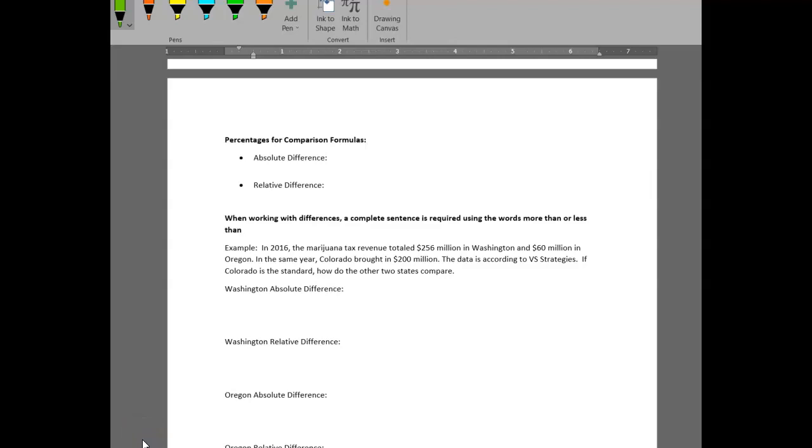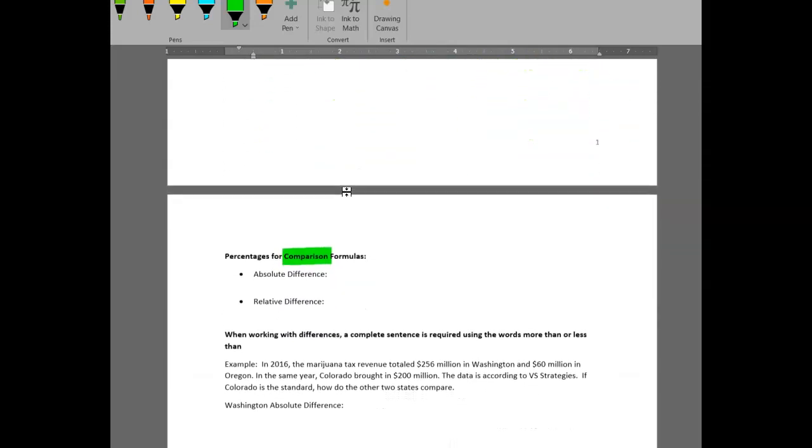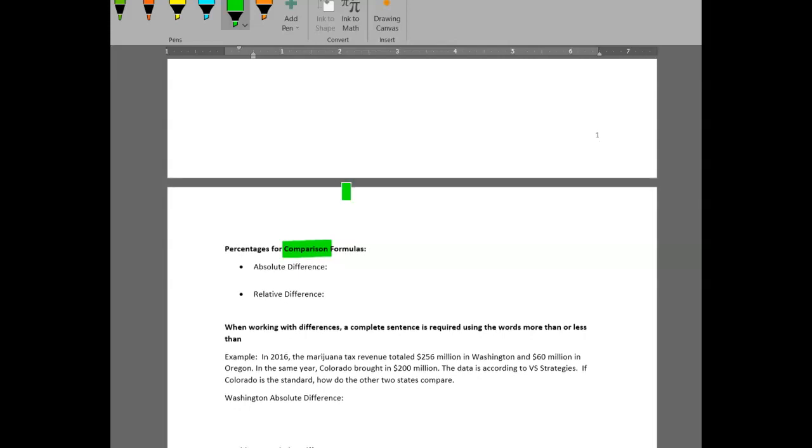So continuing on, a second way that we're going to use percentages to help us is in terms of comparing. We first talked about percentages describing a change, and now this time we want to talk about comparing. So we're describing a comparison, in the same time with two different things.